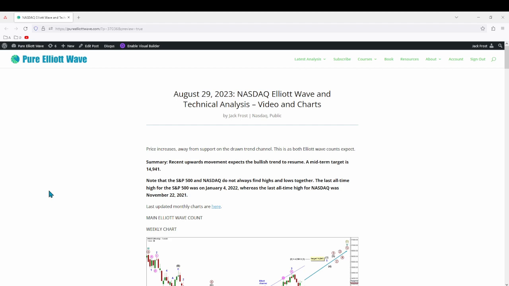On pureelliottwave.com. Overall, price has increased away from support on the drawn trend channel. This is as both Elliott wave counts expect. We have a midterm target at 14941.